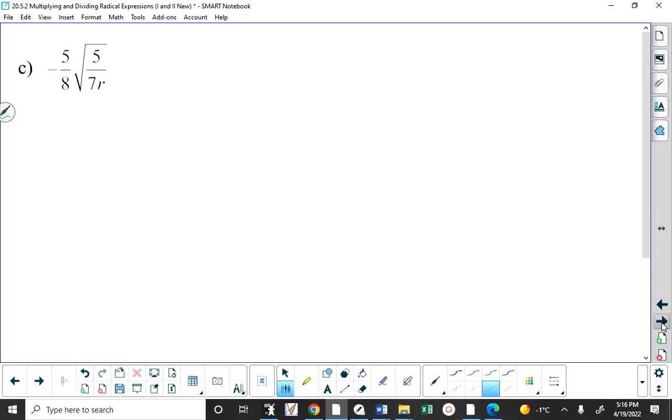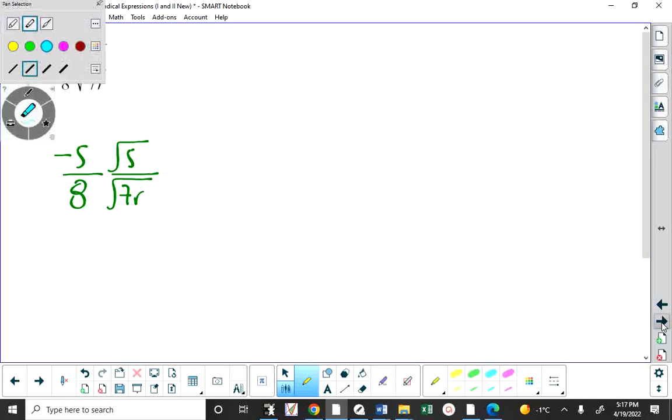C, negative 5/8, and then we have root of 5 over 7r. There really isn't much we can do with this, but I'm going to rewrite it as negative 5 over 8, and then I'm going to write this as root 5 over root 7r. And if you take a look at the coefficients, there's nothing you can do with these two coefficients. There's nowhere you can go with 5 over 8. When you look at the radicands, 5 over 7r is a dead end as well. So there's really not much you can do here.